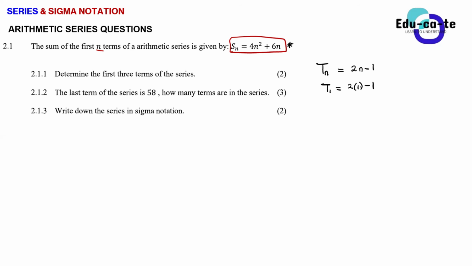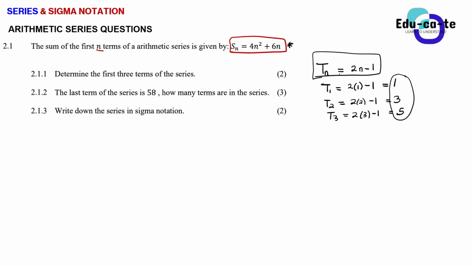I'm going to get 2 minus 1, which will be equal to 1. So it means that this is my first term. And then the second term, I would say 2 times 2 minus 1, which will be equal to 3. And then the third term and so forth, I do the same thing. I substitute 3, and then 2 times 3 minus 1 will give me 5. This is how you find the terms in an arithmetic sequence if you know the general term.